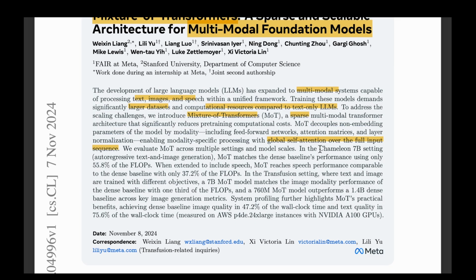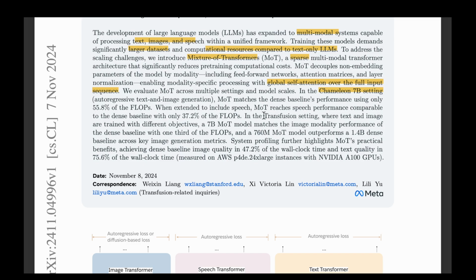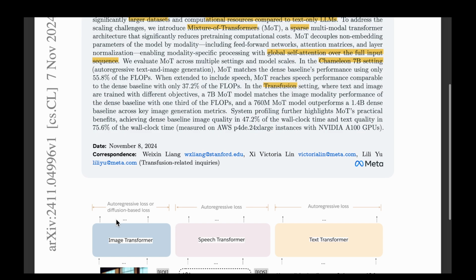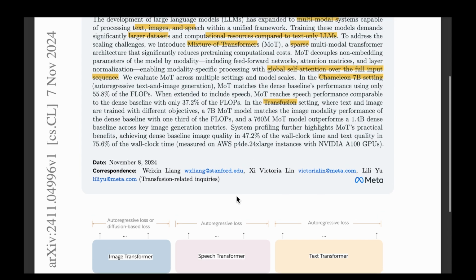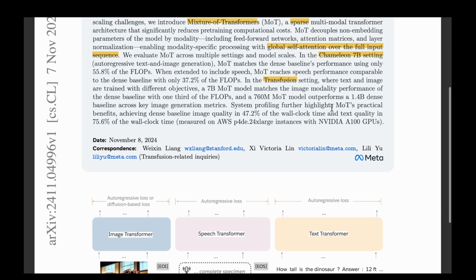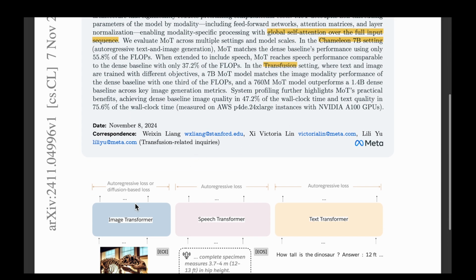They have compared the results with Chameleon 7 billion, which is another multimodal model, autoregressive with text and image generation. They've also evaluated the proposed architecture in the Transfusion setting, where we have the diffusion-based loss along with the autoregressive loss. If we just have the autoregressive loss, then we have the Chameleon setting, and in the Transfusion setting we also have the diffusion-based loss coupled with the autoregressive loss.